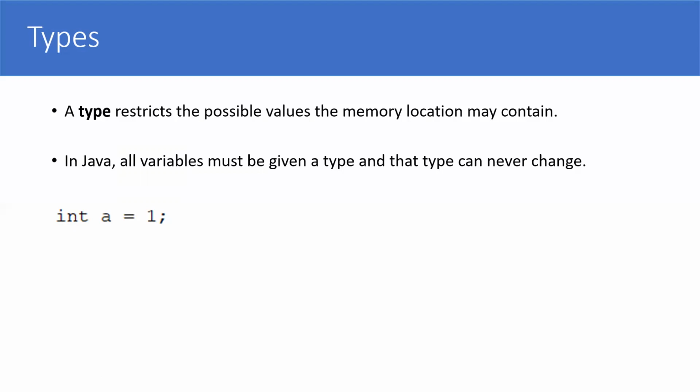Now let's look at this next statement. We have int B equals 1.1. Now, does that sound right? It does not, because we said a type restricts the possible values the memory location can contain, and we said that B is an integer. In this case, we're saying it's equal to 1.1, which is not possible, because 1.1 is obviously not an integer. So it'll give us an error.